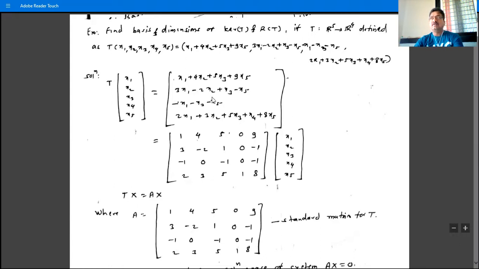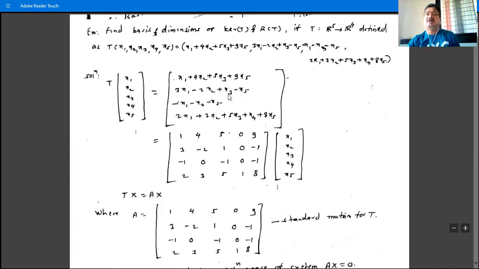And now we write the linear transformation in the form of a matrix, the definition of linear transformation. So T of (x1, x2, x3, x4, x5) as a column matrix is equal to: write the first component as the first row, the second component as the second row, the third component as the third row, and the fourth component as the fourth row. Okay, so write it in matrix form.